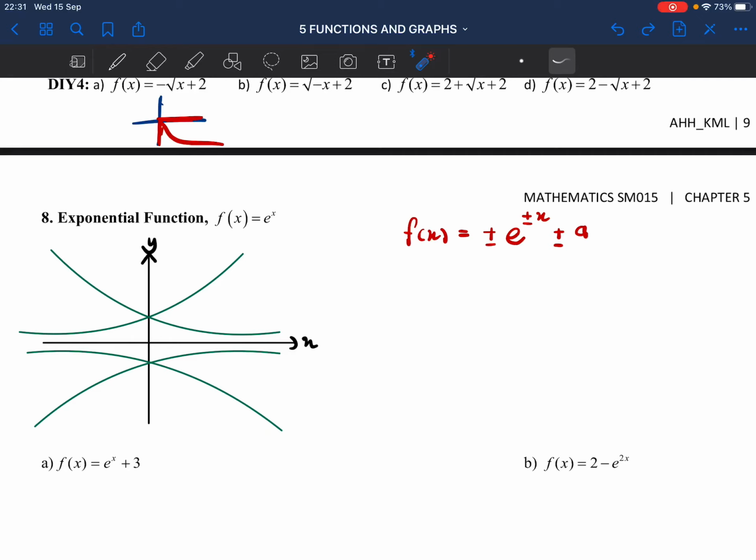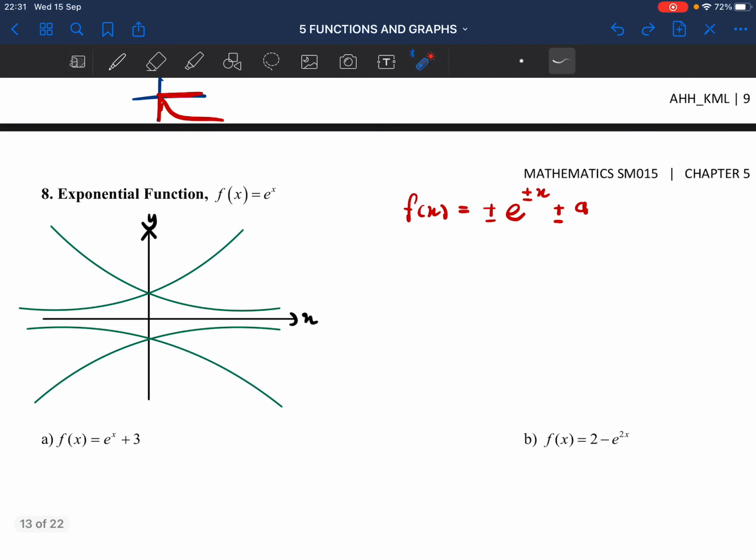Okay, so we're going to continue on how to sketch an exponential function. So we know that exponent tu exponent lah. Okay, kita ada exponent x dekat sini. So for exponential function, we basically have 4 basic shapes. Sama macam square root function, kita ada 4 basic shapes.